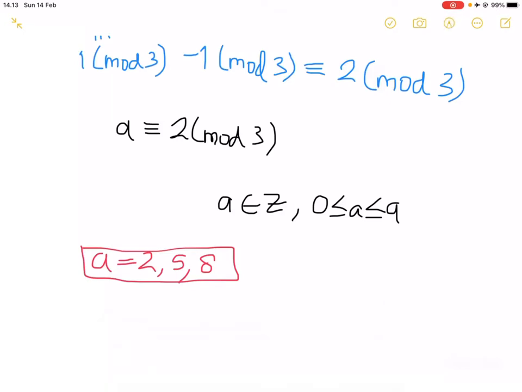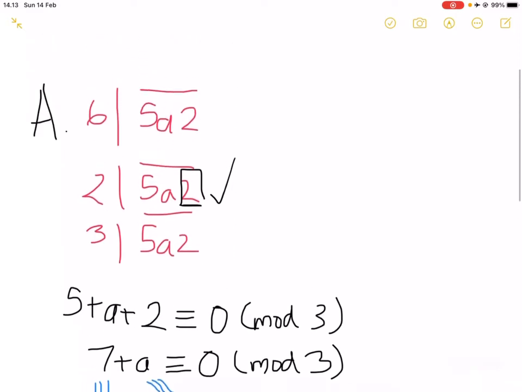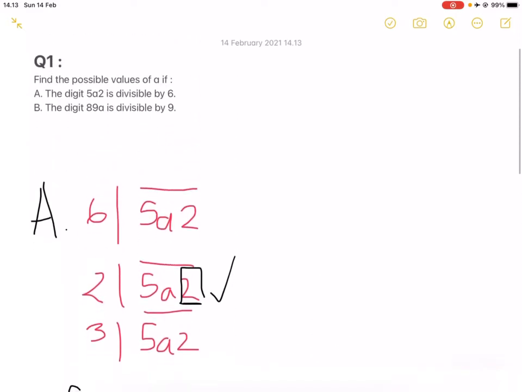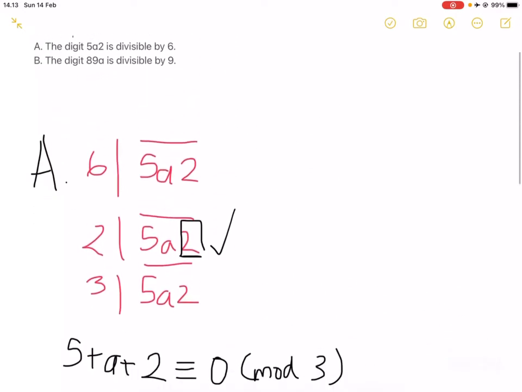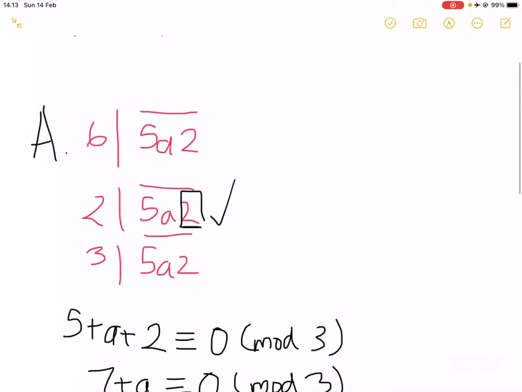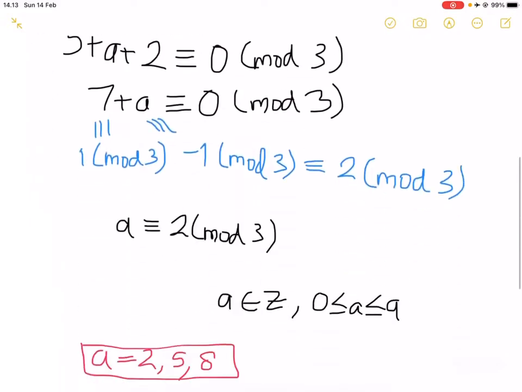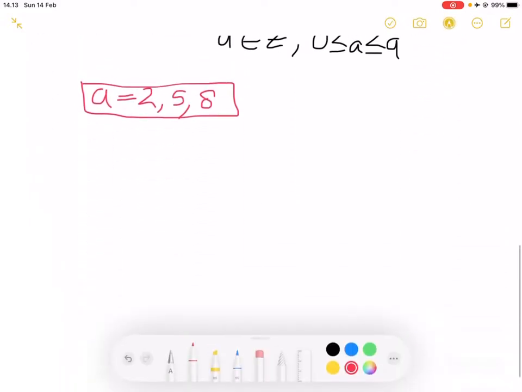If you substitute each corresponding a value into the original number, you can check that it's divisible by 6. Alright, so that's the answer for part A.